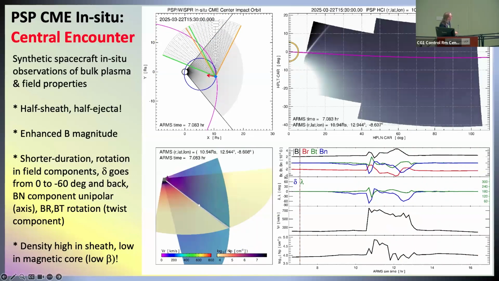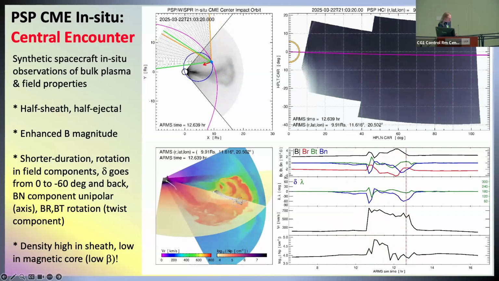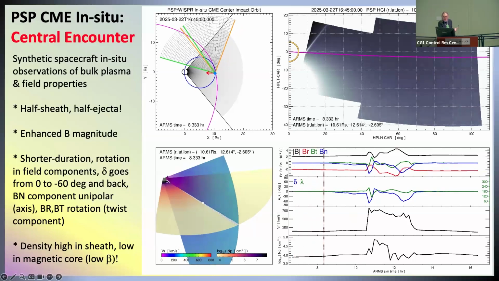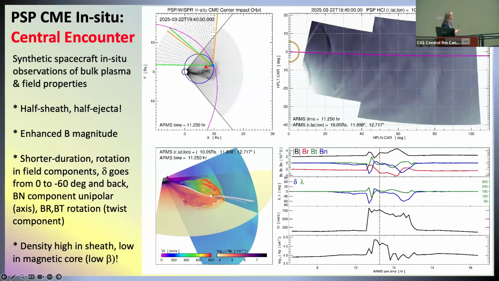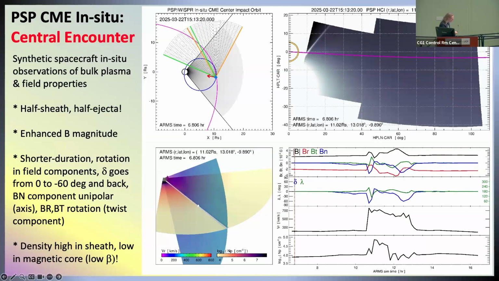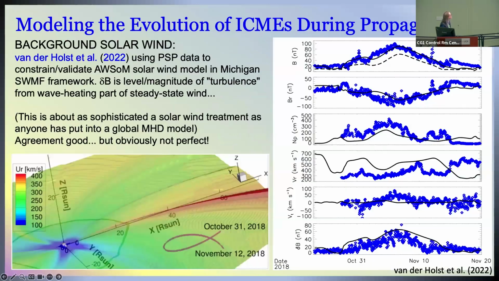So for anyone who's interested in looking at CMEs and spacecraft data, they're always this complicated, and in fact, even more complicated than this. But I can at least understand what happened here because I made the simulation. So that's progress. There's some more stuff here.